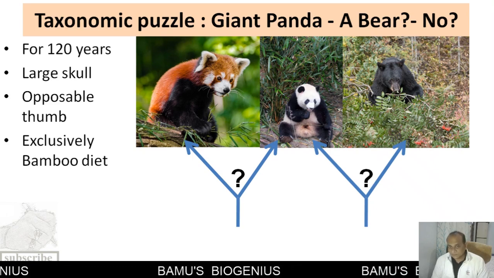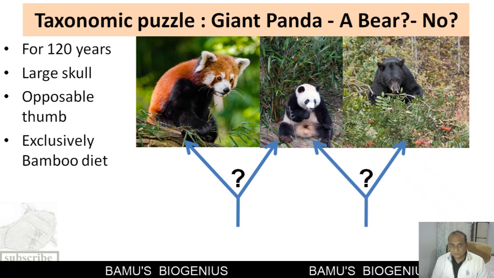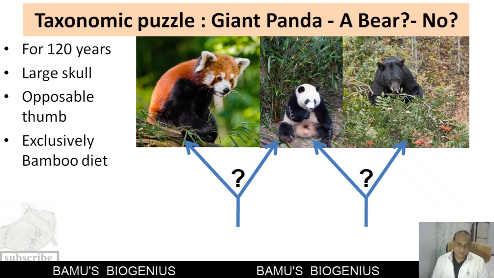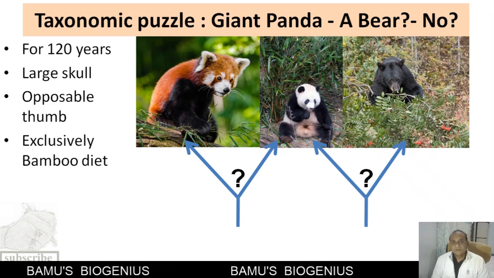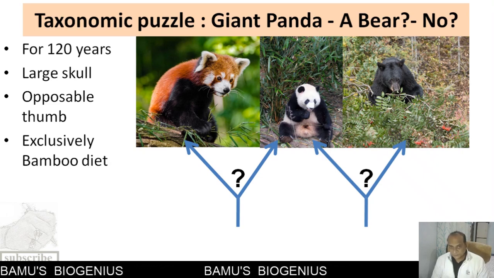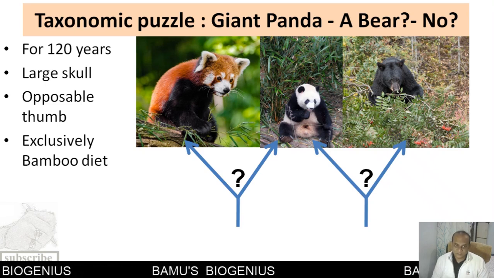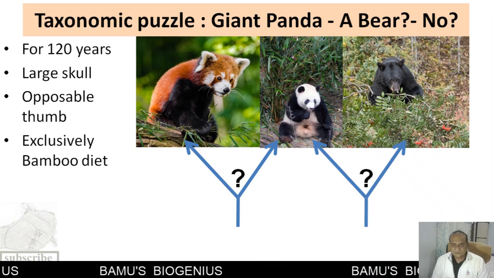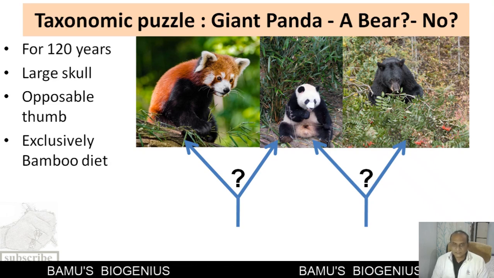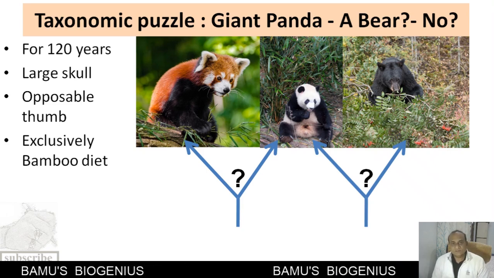Their diet was similar. The giant panda feeds exclusively on bamboo, bamboo shoots and bamboo leaves. A similar diet was observed in the red panda. Even the giant pandas have an opposable thumb, and a similar structure is also observed in the red panda. So all these similarities were observed between the giant panda and the red panda. That's why there was confusion about the taxonomic status of the giant panda.